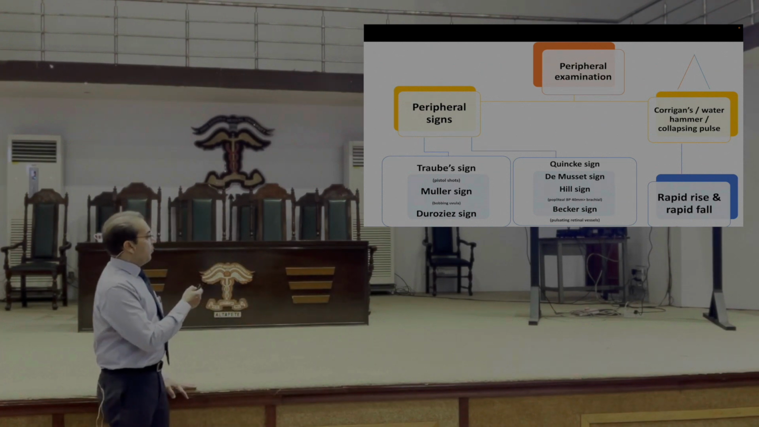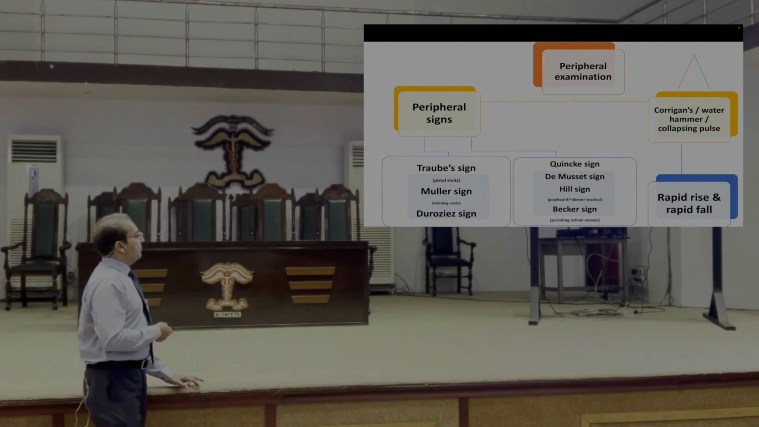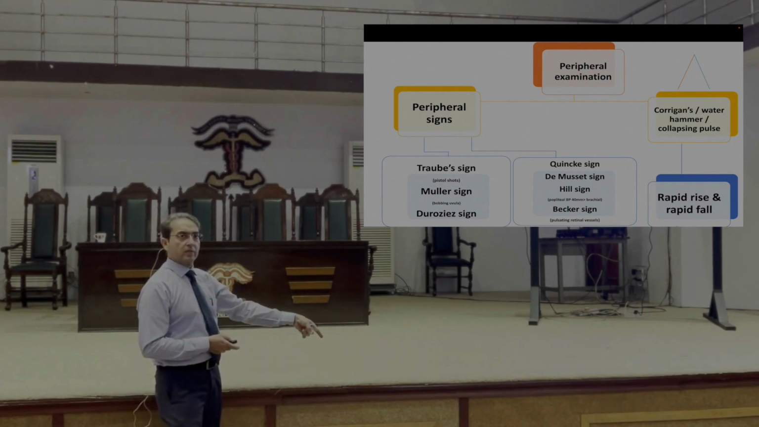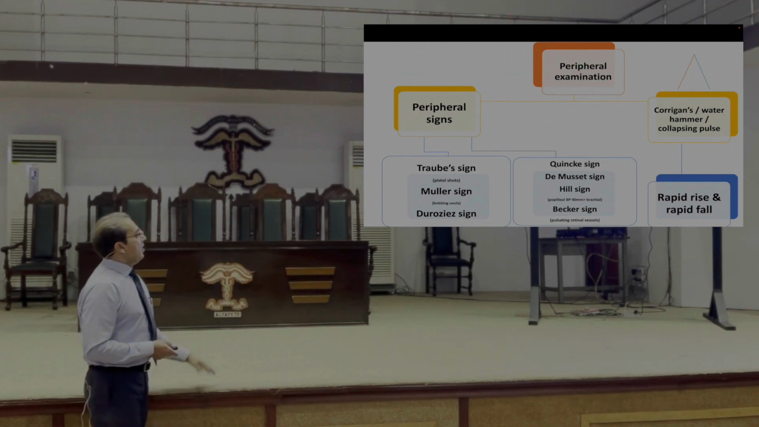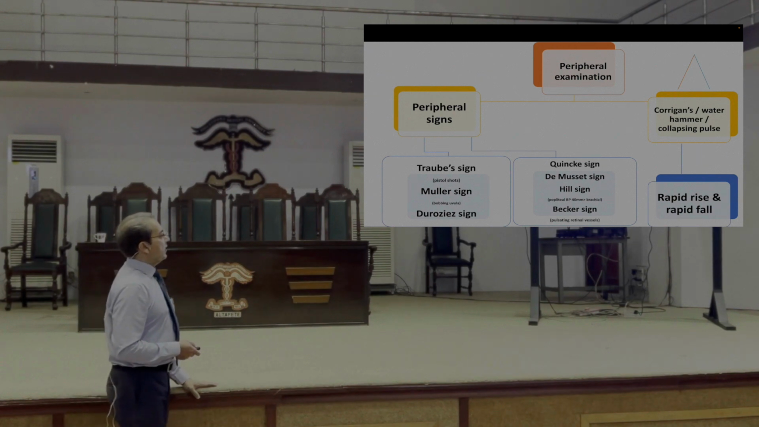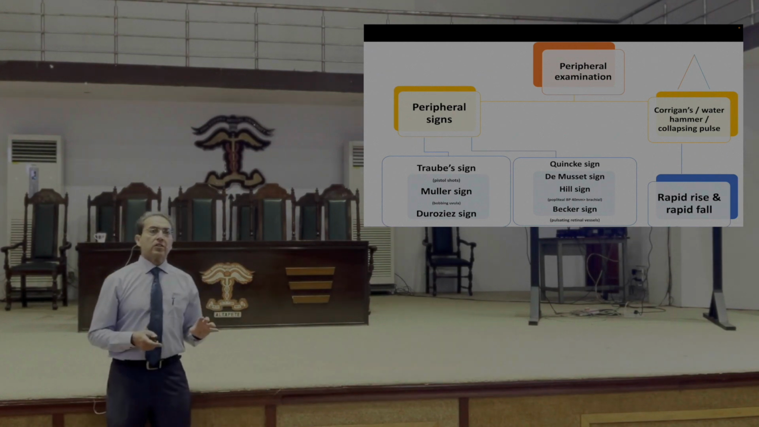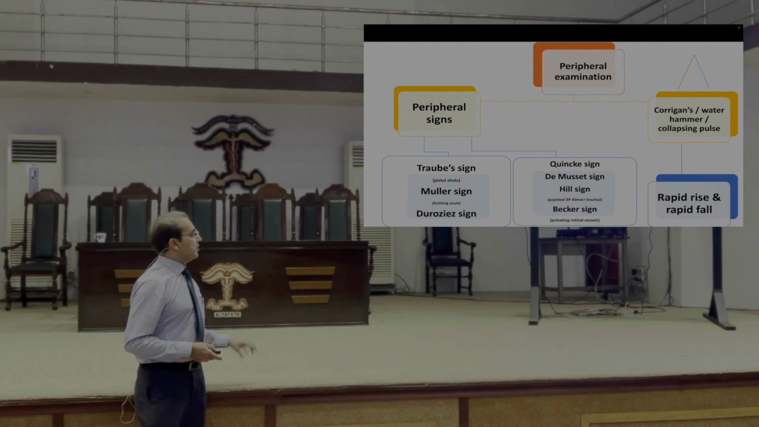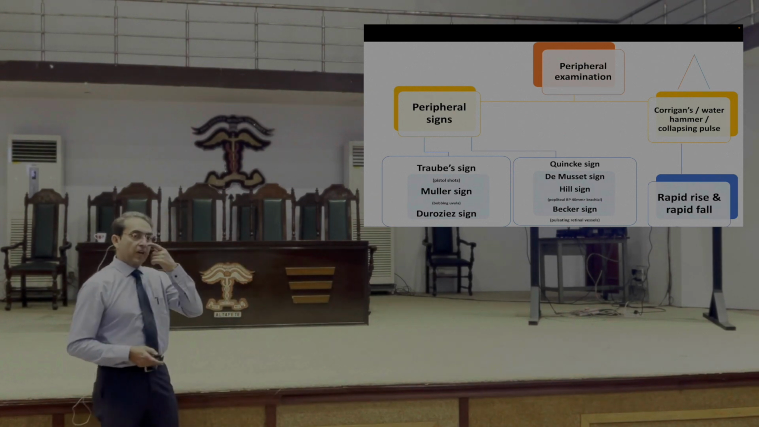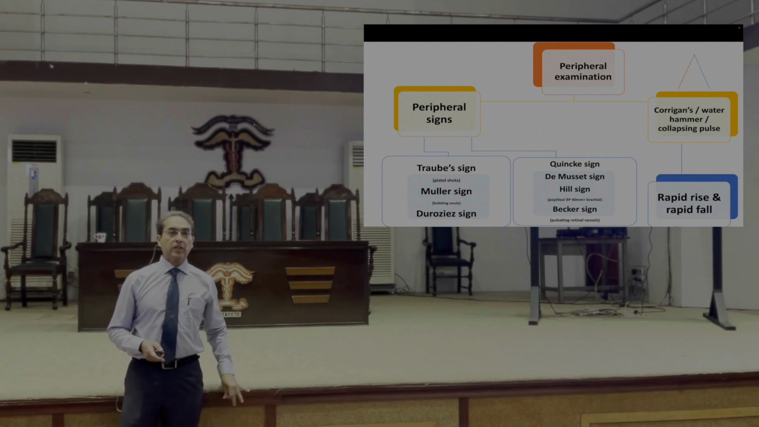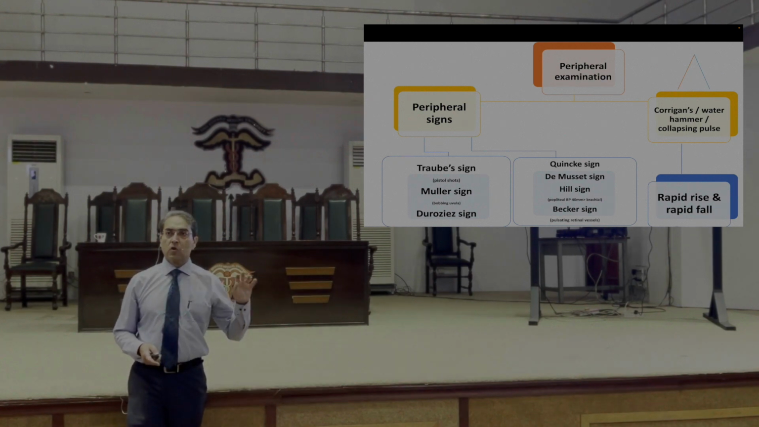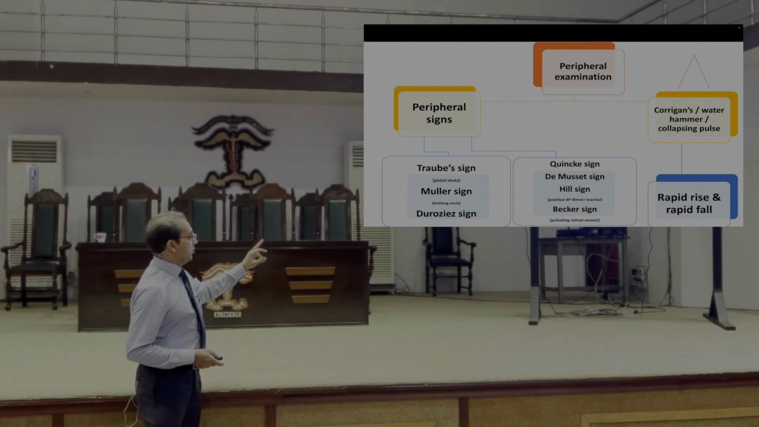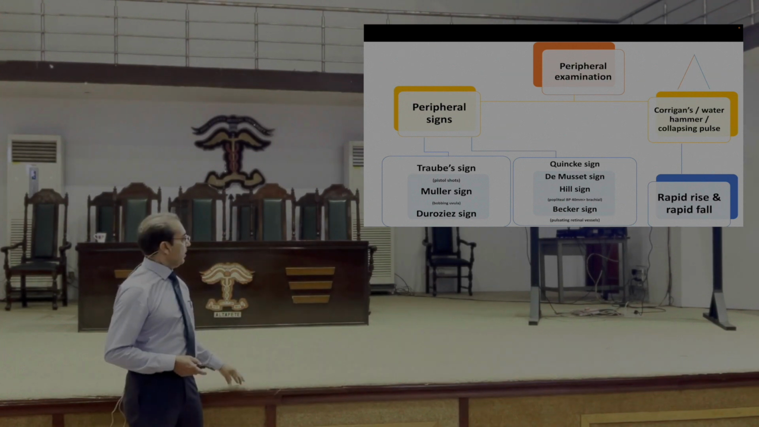The feature of a collapsing pulse is a rapid rise and rapid fall. Patients may have peripheral signs which are seen in aortic regurgitation. Some of these signs are seen in other conditions, but few of these signs are very hard signs for aortic regurgitation. If they are present, this is aortic regurgitation. The classical example is the Duroziez sign, written at the bottom.